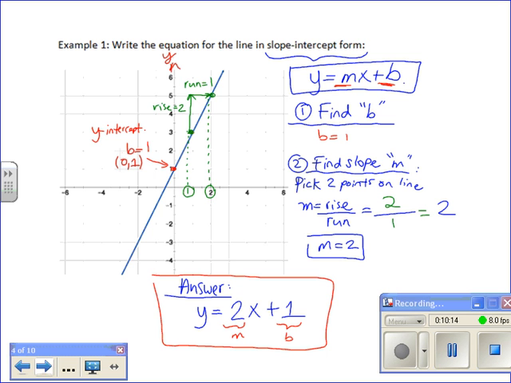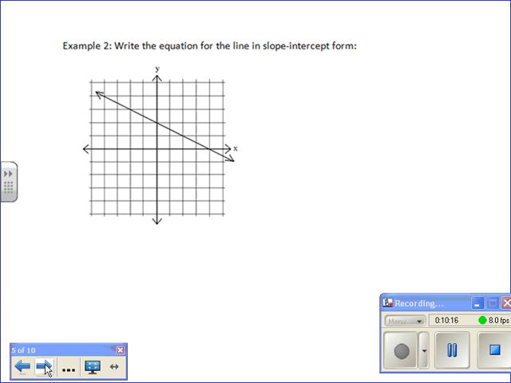Let's go ahead and do another example. Okay, write the equation for this line in slope-intercept form. One thing that I am not given here, but I should be given, is the scale. Let's allow each division on the x and on the y-axis to equal 1. Okay, so in other words, we could fill these out.